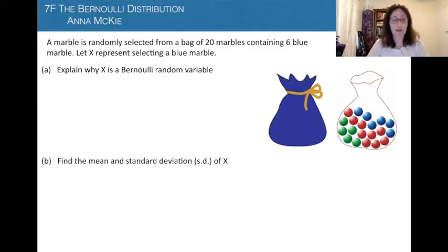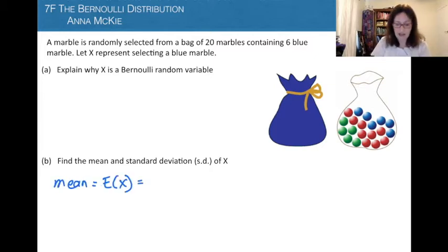Next, if we're asked to find the mean and standard deviation of that, you remember the definitions from the green box a couple of slides ago. The mean is our expected value, and that is P, so 6 out of 20. Essentially, if you conducted this experiment many times, you've got a 6 out of 20 chance of this happening, and that's the chance of your success.